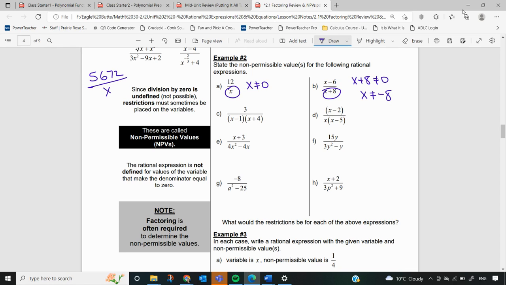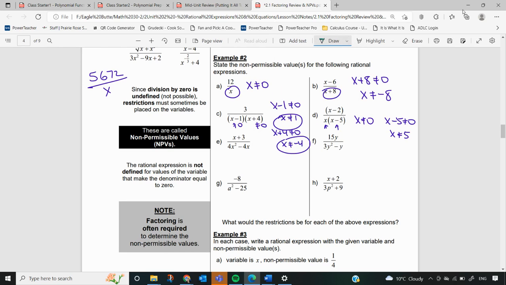Sometimes we're going to have things already in factored form. That means we're going to have 2 restrictions. We set each of these individually equal to 0. So we're going to have x minus 1 cannot equal 0, x cannot equal 1, and x plus 4 cannot equal 0, so x cannot equal negative 4. So again, we can have more than one restriction. For D, again, I'm going to take each of these factors and individually set them equal to 0. So x cannot equal 0 and x minus 5 cannot equal 0. And when I solve for x, I'll have x cannot equal 5.